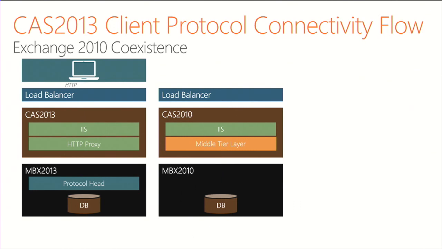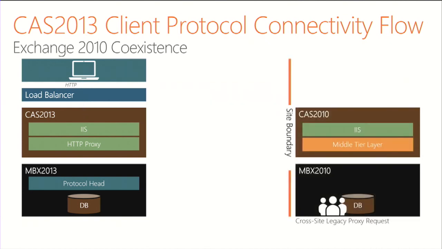Exchange 2010 is much simpler. Effectively everything is proxied, whether it be ActiveSync, Outlook Anywhere, or OWA. We simply proxy. CAS 2013 authenticates the request, routes and proxies the request to the server fully qualified domain name of a CAS 2010 in the site in which that mailbox resides. That's it. Whether it be local or cross-site, we will simply proxy the request.